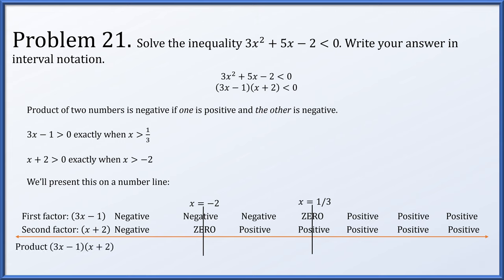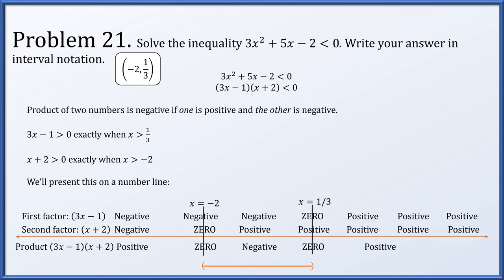So now we can multiply them together. Just remember, a negative times a negative is positive. Anything times 0 is 0. A negative times a positive is negative, and a positive times a positive is positive. And if we fill everything out, we get all of this right here. And we are asked, where is this product negative? Only in between x equals minus 2 and x equals 1/3.